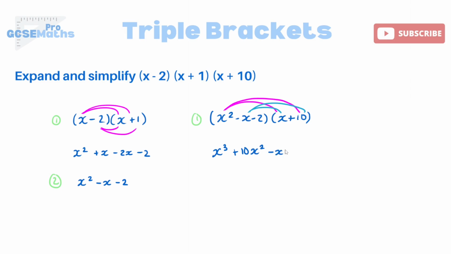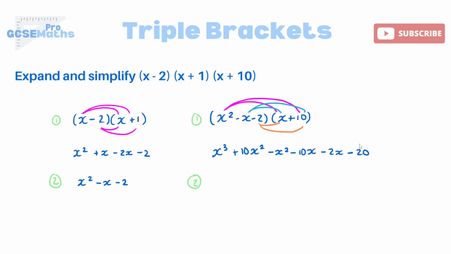So that's negative x squared and negative 10x. And then finally, the final term in that first bracket by both terms in the second bracket. Again, negative, so negative 2x and negative 20. So I've expanded it all out. You can check you've got 6 terms, that's fine. But I still need to simplify.